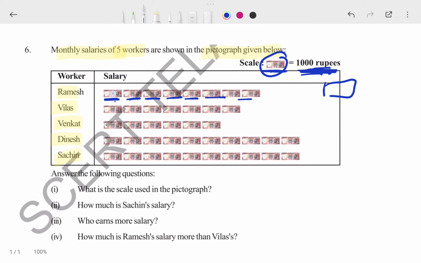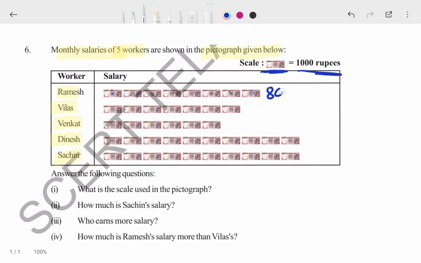Then how many notes are here? 1, 2, 3, 4, 5, 6, 7, 8 notes are there. 8 notes at 1000 rupees each means 8000 rupees. Okay, now let's write first of all: Ramesh, how much did Ramesh earn? This one symbol of a note is equal to 1000 rupees. So how many symbols does he have? One means 1000, 2000, 3000, 4000, 5000, 6000, 7000, 8000.